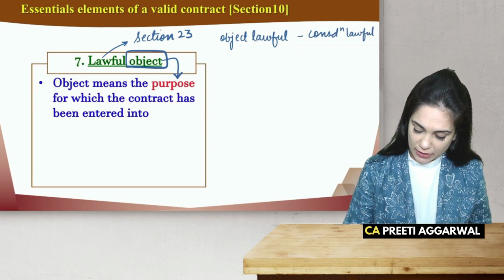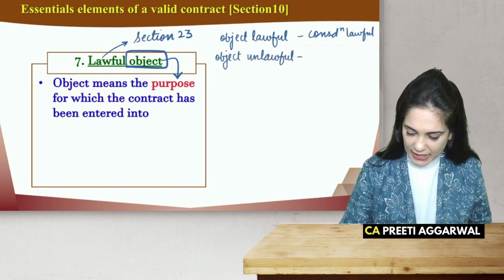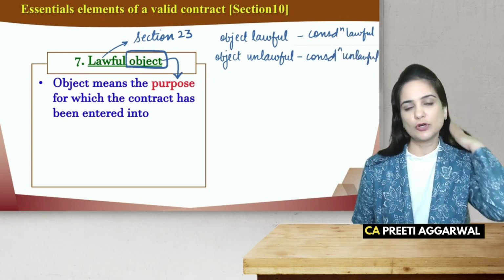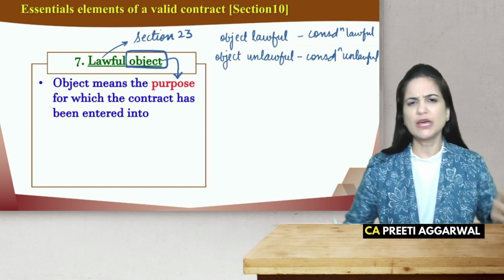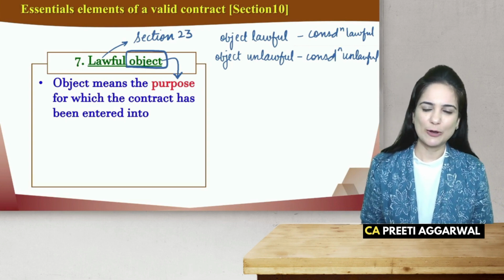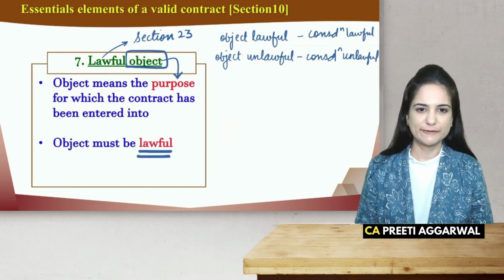But a contract in which the object is unlawful, yes, the consideration will also be unlawful. So if your object is lawful, consideration is lawful, they go hand in hand. If the object is unlawful, the consideration is also unlawful. So object means the purpose, and this purpose must be lawful.